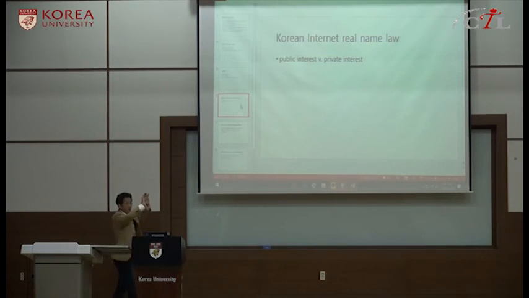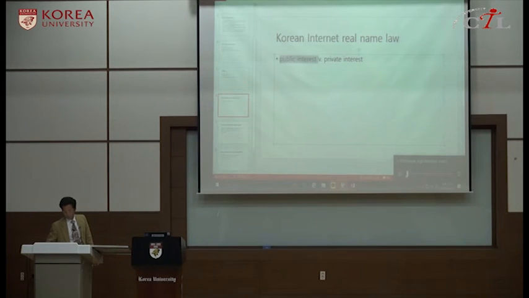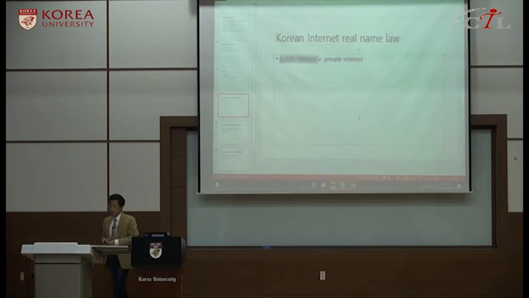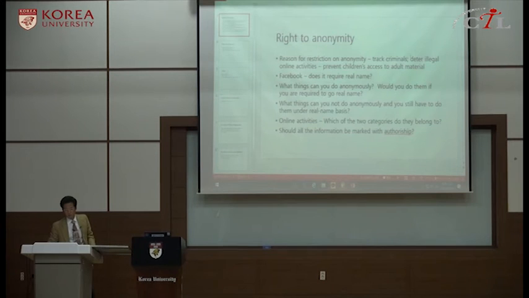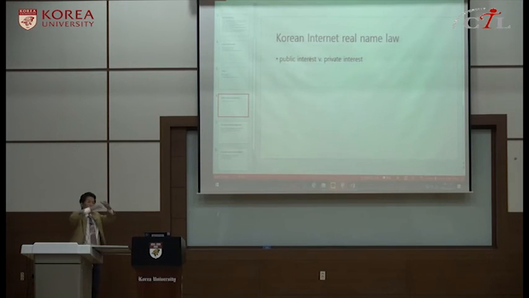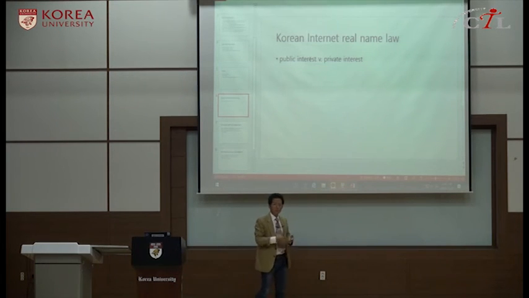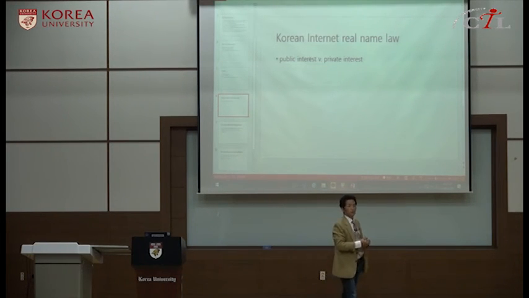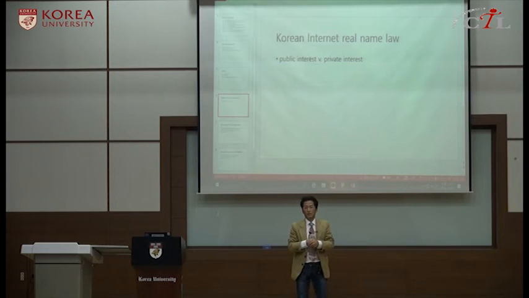So if you look at the structure of the reasoning of the Internet Real Name law case, what's the public interest sought by the real name requirement? Well, track down criminals, deter illegal online activities, and prevent children's access to adult material. But that public interest is not really delivered, because people who want to do illegal things will somehow acquire other people's credentials.